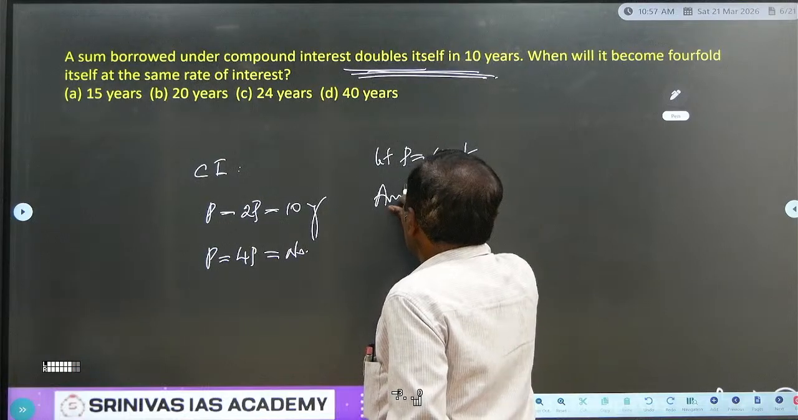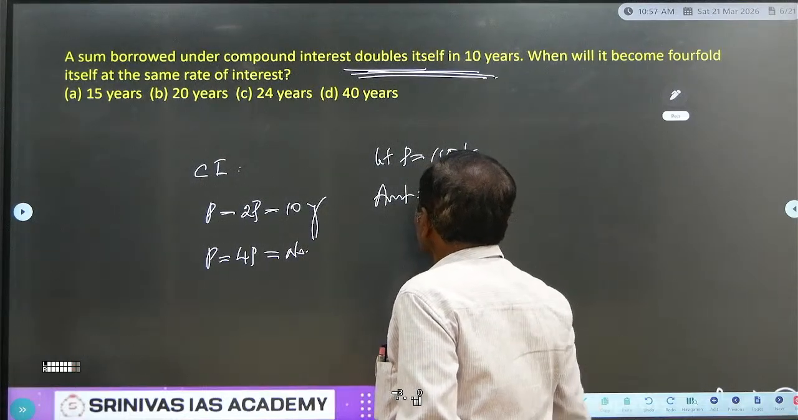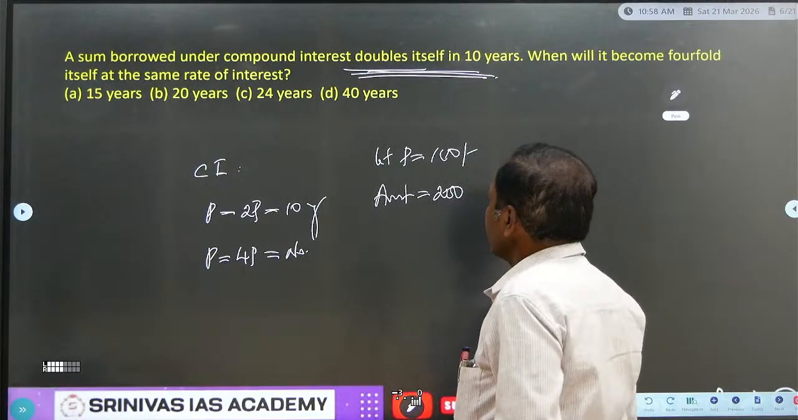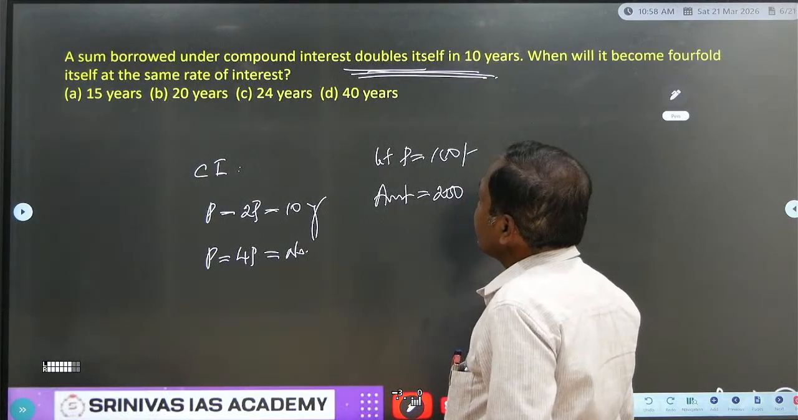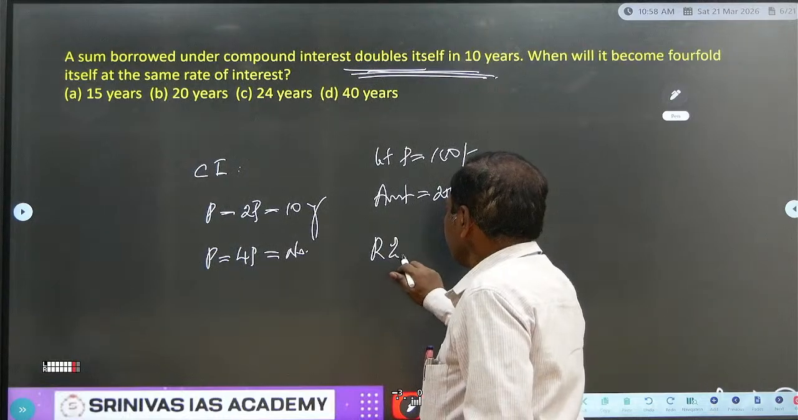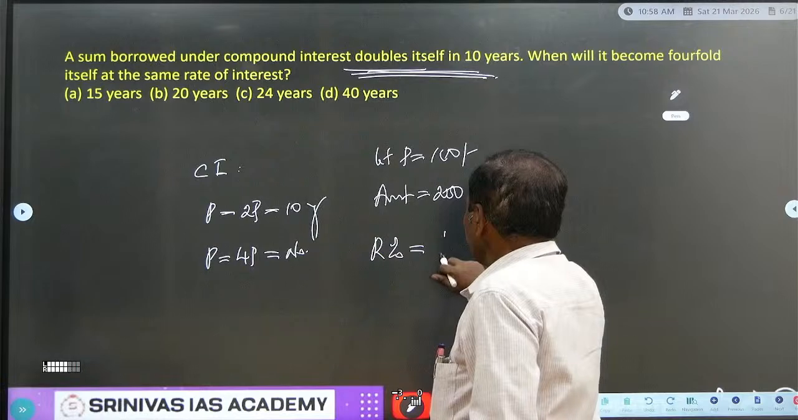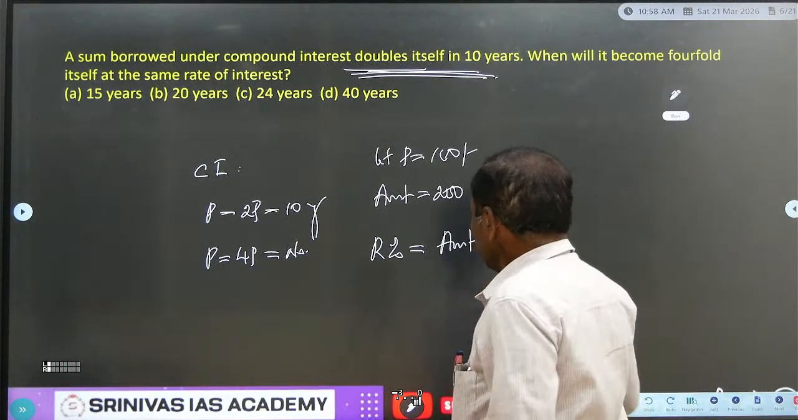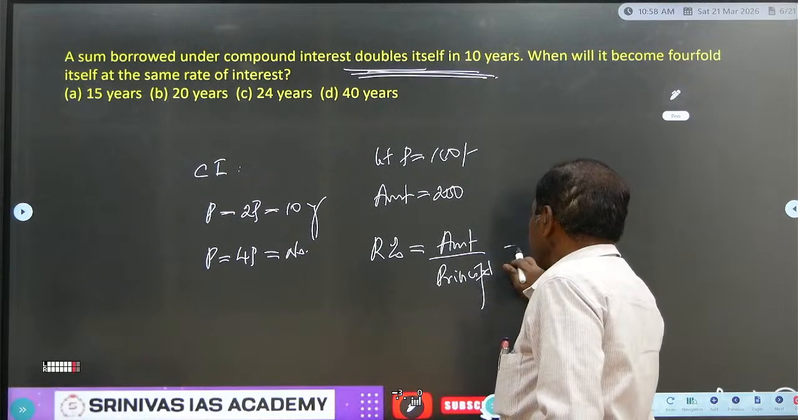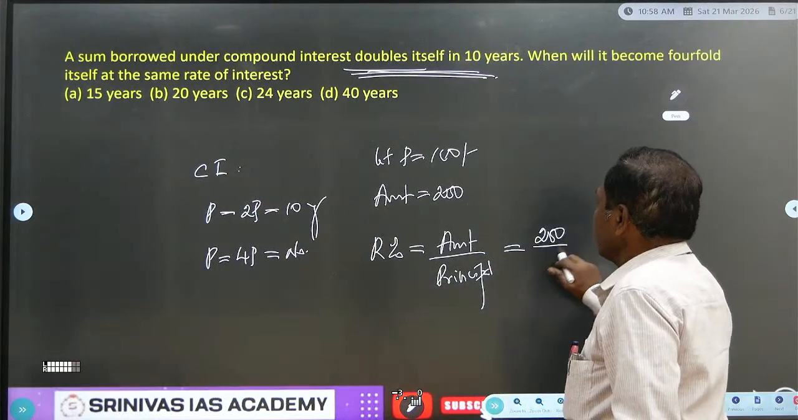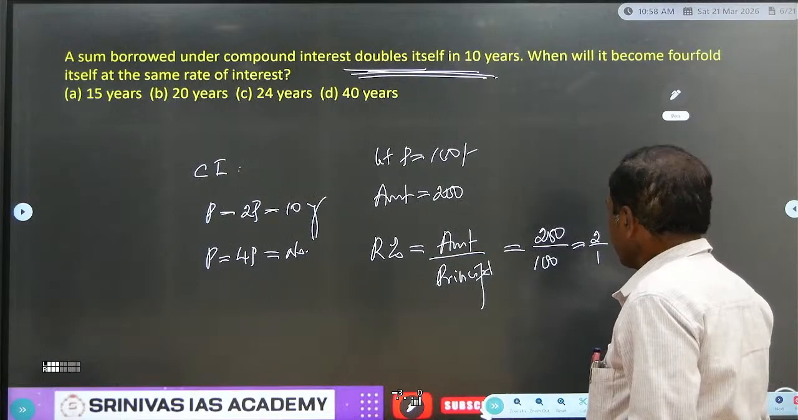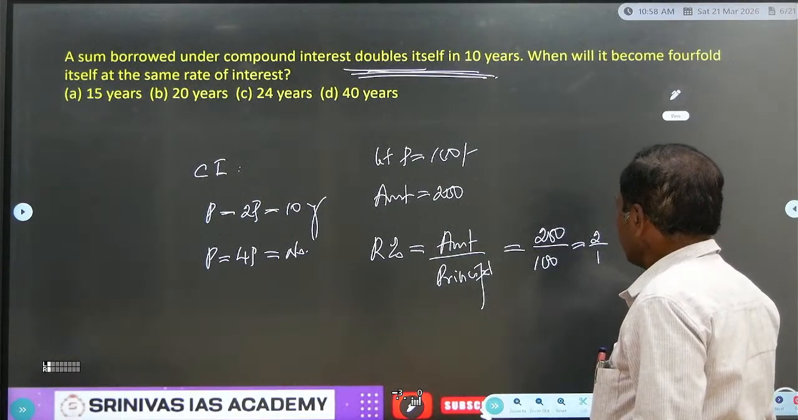So the amount becomes 200. Using the normal formula, in 10 years you will know the rate of interest. Rate percent of interest is equal to amount by principal, very simple. Amount is 200, principal is 100. This means 2 by 1, where 100 becomes 200.